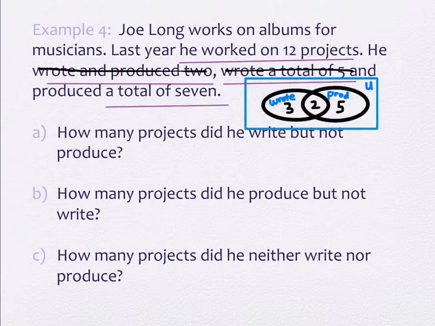Okay, so right now, how many total do I have in my diagram? 10. And how many am I supposed to have? 12. So how many do I still have to put in somewhere? 2.